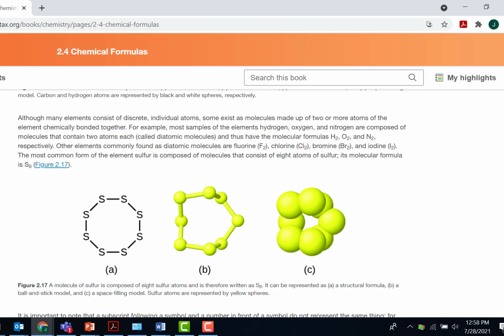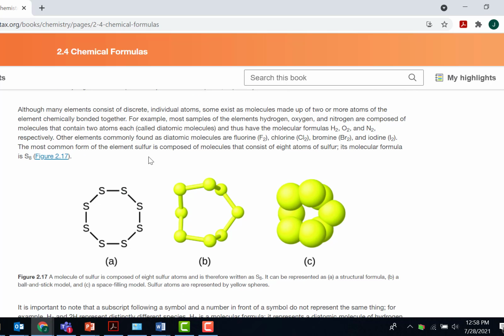Some elements do exist as molecules. We talked about that a little bit earlier. And here we're showing sulfur as a molecule. In this particular case, it has 8 sulfurs involved in 1 molecule. So this is a structural formula for that. This is the molecular formula, and then these would be ball and stick and space filling models for the same thing.